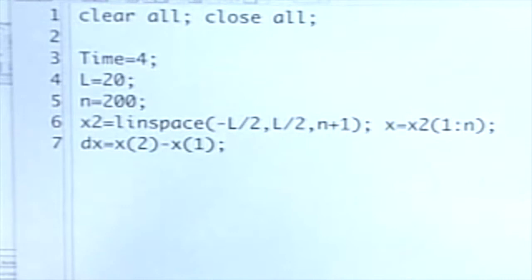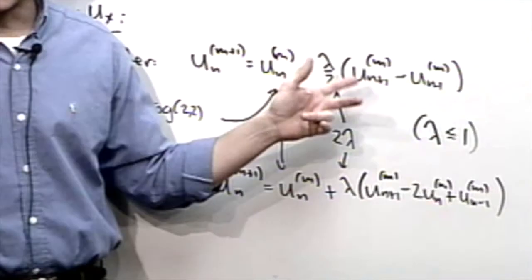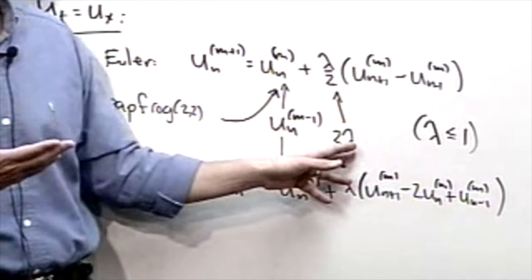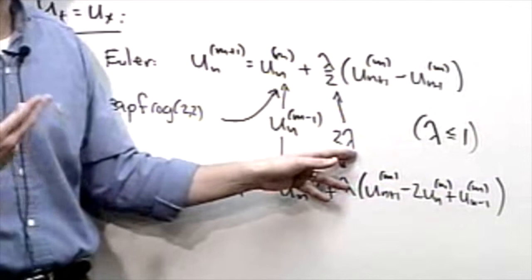Remember, with your CFL condition, if we come back up here, the key thing we're going to play around with when we do this discretization is this lambda term, which has delta t and delta x's in it. So we have to be very careful about how we're going to choose this. And so we have control. Right now, by doing 200 points, we got a certain dx. Now what we get to do is choose the delta t.